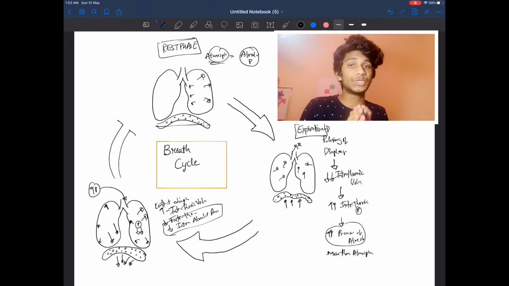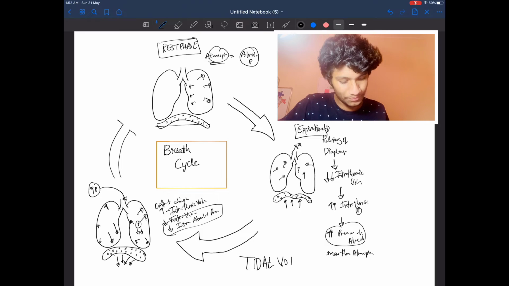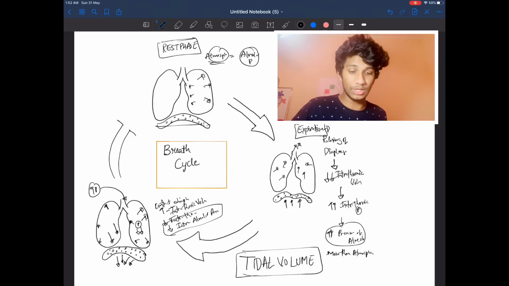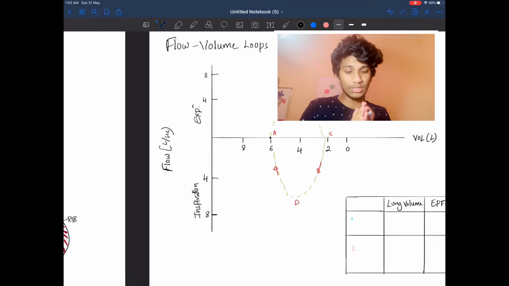The volume which we inhale or exhale is called the tidal volume, which we'll discuss in our further videos regarding lung capacity and spirometry. So this is the breath cycle.